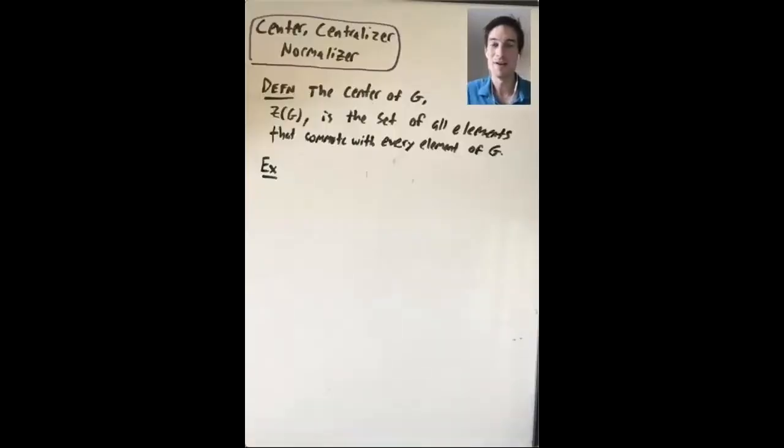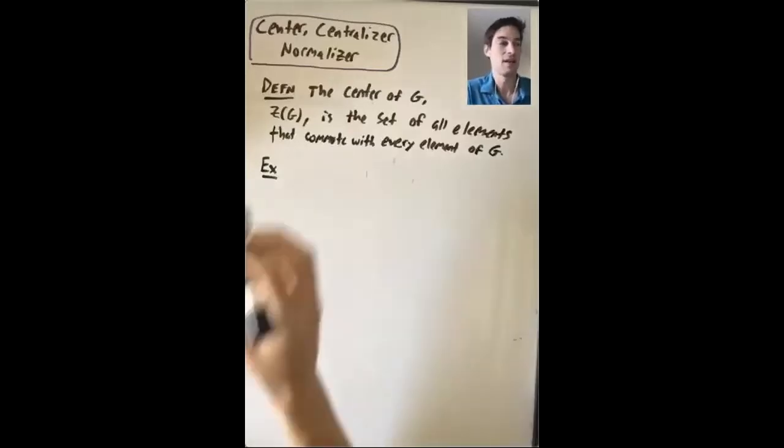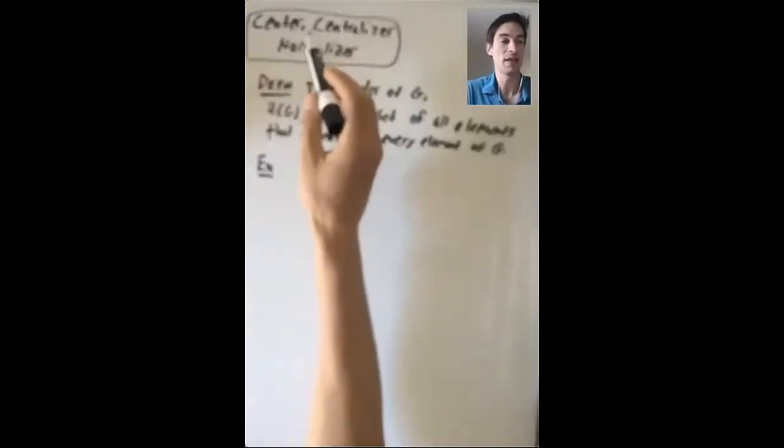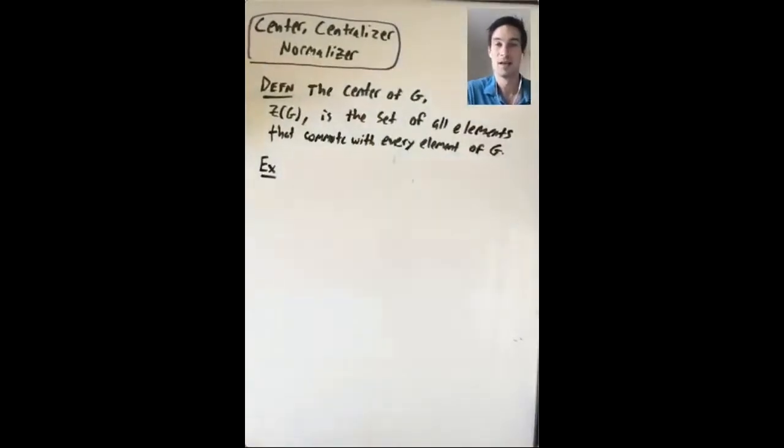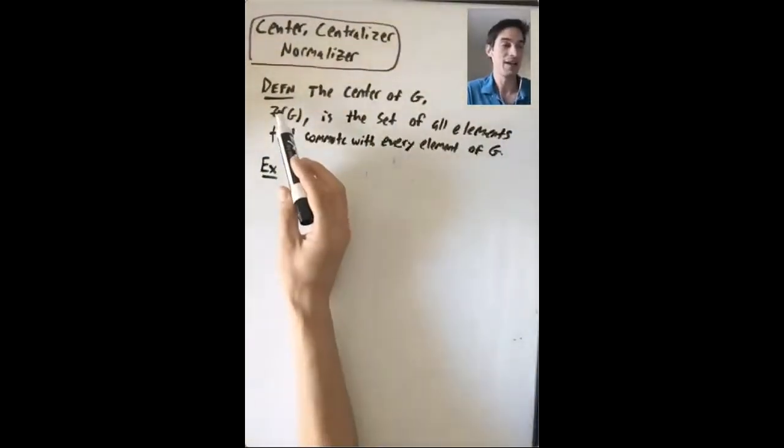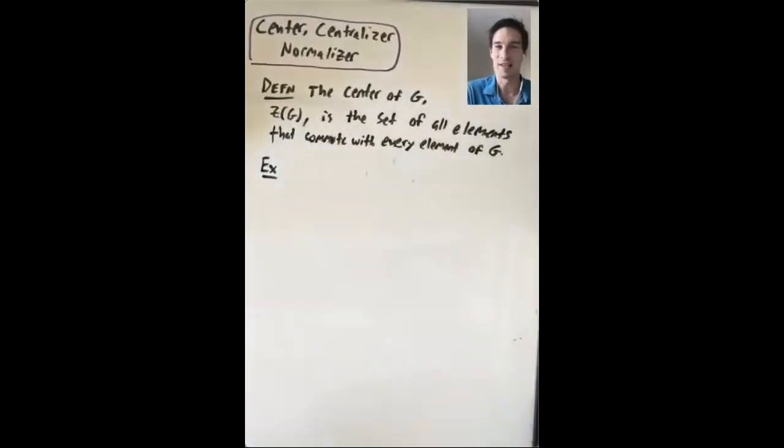In this video, we'll introduce some additional ways of finding subgroups in a group. That is the center, centralizer, and normalizer. So I'll start with the center of a group G, which is denoted Z(G). I think it's because it comes from German originally.